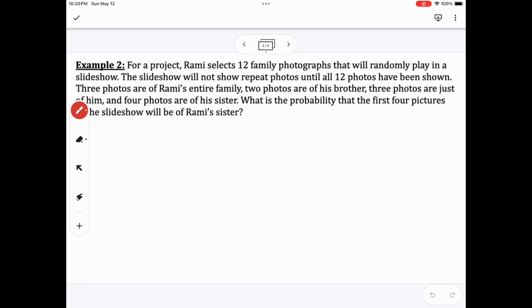For example 2, for a project, Rami selects 12 family photographs that will play randomly in a slideshow. The slideshow will not repeat photos until all 12 have been shown. He has 3 of his family, 2 of his brother, 3 are just him, and 4 of his sister. What is the probability of the first 4 being of his sister? In total, there are 12 pictures. So 12 factorial should be all the pictures. There's 12 ways of picking the first, 11 of the next, 10, and so on and so forth.